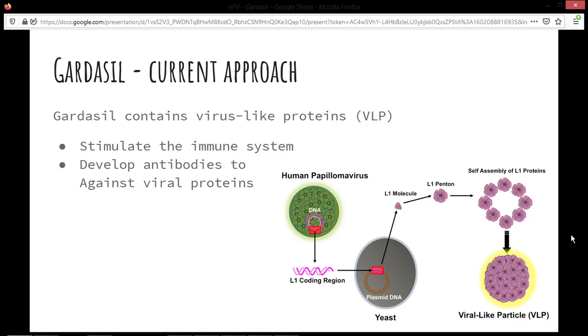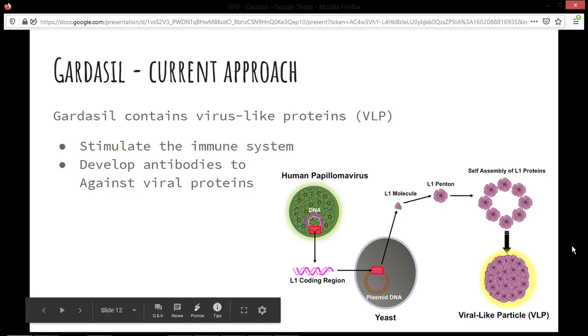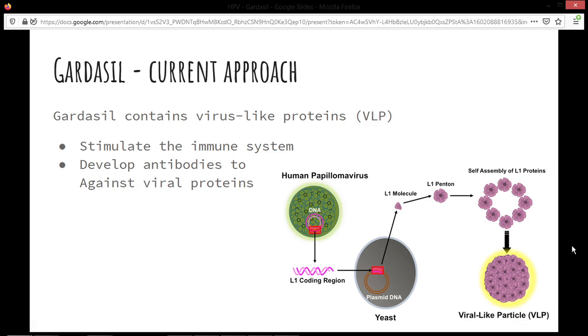So, how does Gardasil work? Gardasil contains structural, purified, inactive virus-like proteins, VLP. These proteins can stimulate the immune system to attack the HPV virus. The immune system will recognize the viral proteins in Gardasil as foreign, then develop antibodies against the viral proteins. The antibodies can provide immunity from future infections.